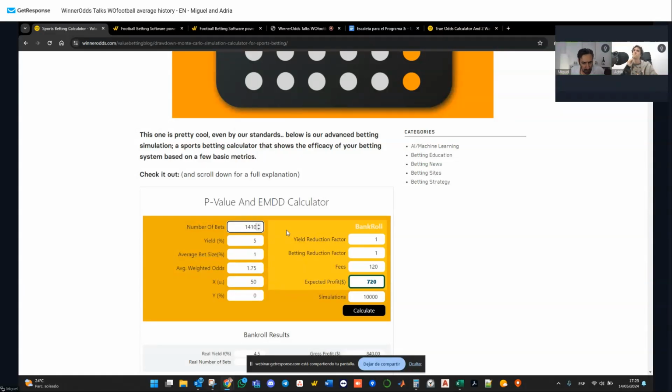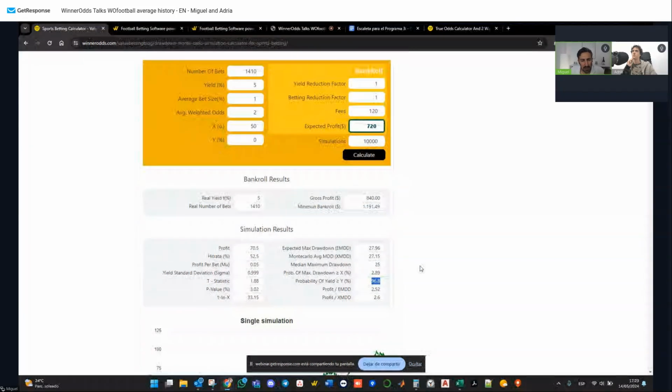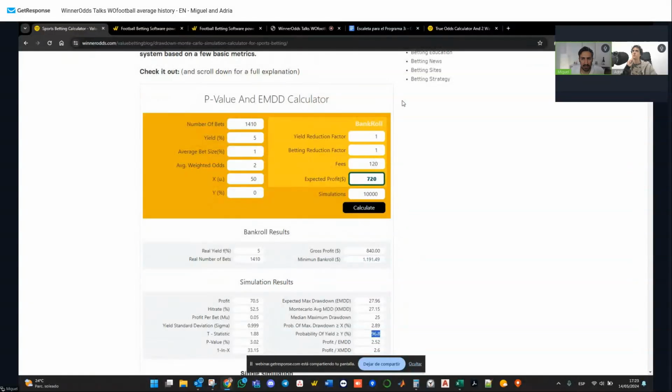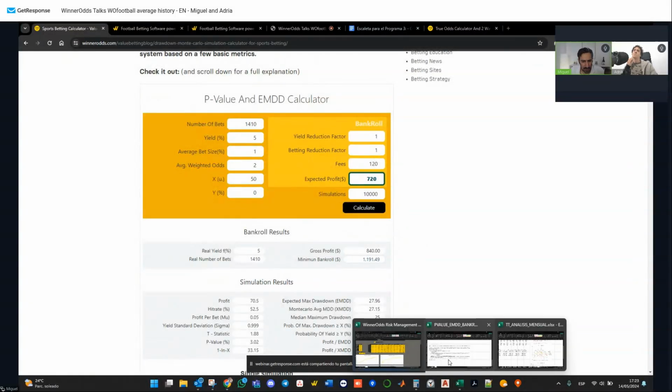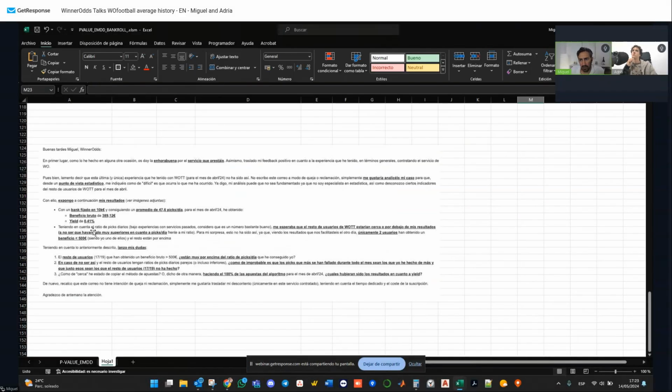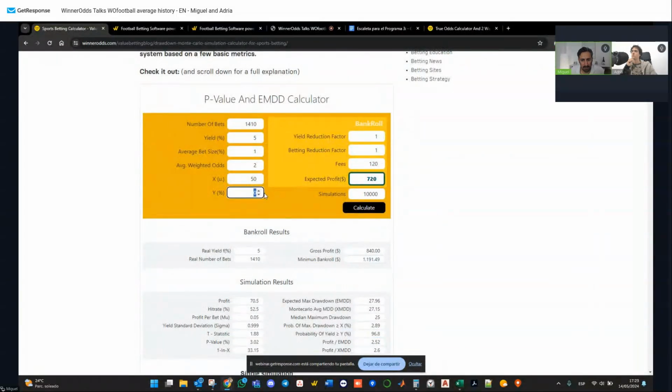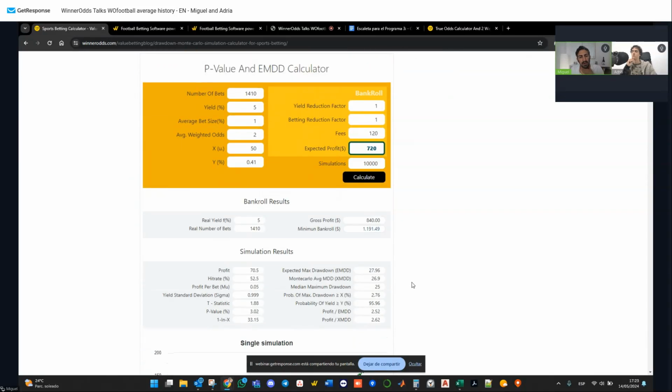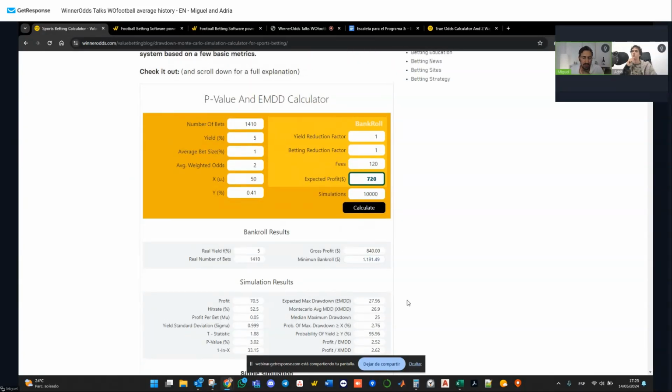Average bet size in table tennis is around 1, and average odds is around 2. So which is the probability of not winning? Probability of not winning is around 3%. Probability of his yield has been, as I have said, 0.41. Okay, so I place here yield 0.41. Probability is around 4%. 4% means that one of every 25 users will get a yield lower than 0.41.